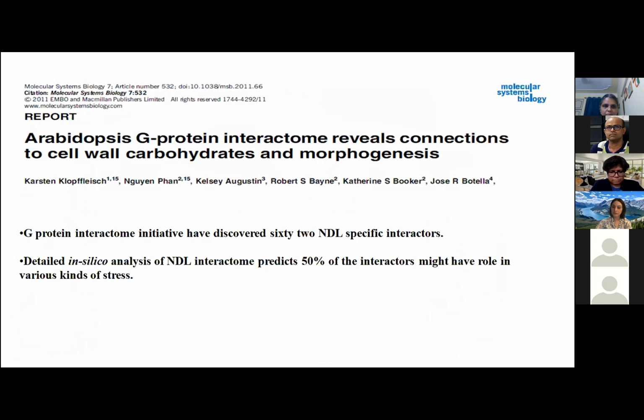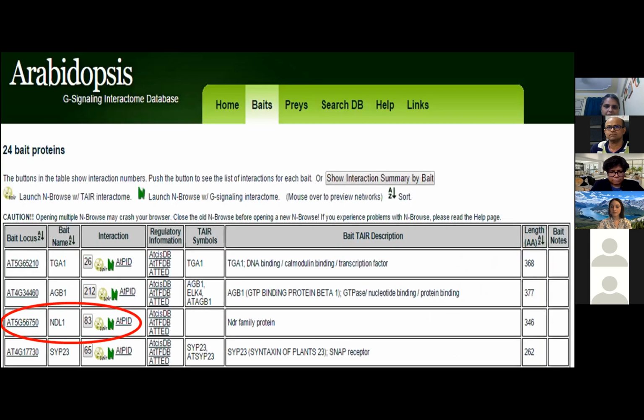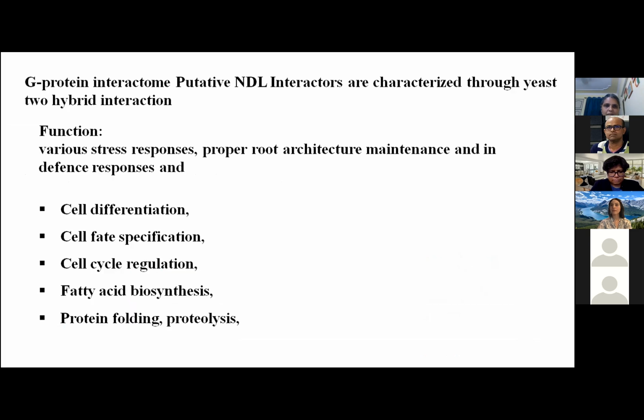So this whole interactome was solved, and 62, the way I said, 62 interactors of NDL1 were there, and out of all 62, more than 50% are involved in either biotic or abiotic stresses. So we pursued those interactors further, and our detailed in silico analysis and literature searches tell us that their putative functions are in cell differentiation, cell fate specification, cell cycle, and protein folding, and all those kinds of functions.